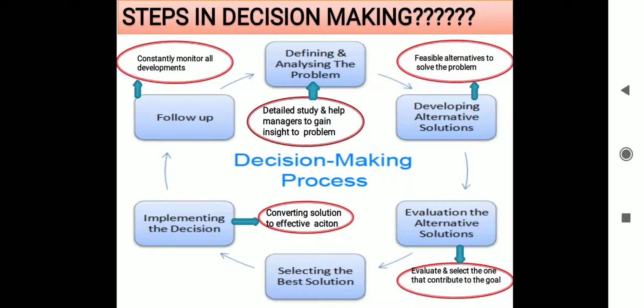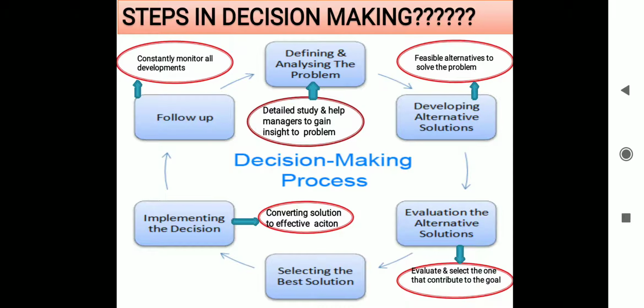Now let us see the steps in decision making. The first step is defining and analyzing the problem. It is a detailed study of the problem existing in the organization, which helps the manager to gain an insight into the problem. Next is developing alternative solutions. Once we analyze the problem, the next step is to find feasible alternatives to it. Next is evaluation of alternative solutions. Once we have found the alternative solutions, the next step is to evaluate them one by one so that we can choose the best among them.